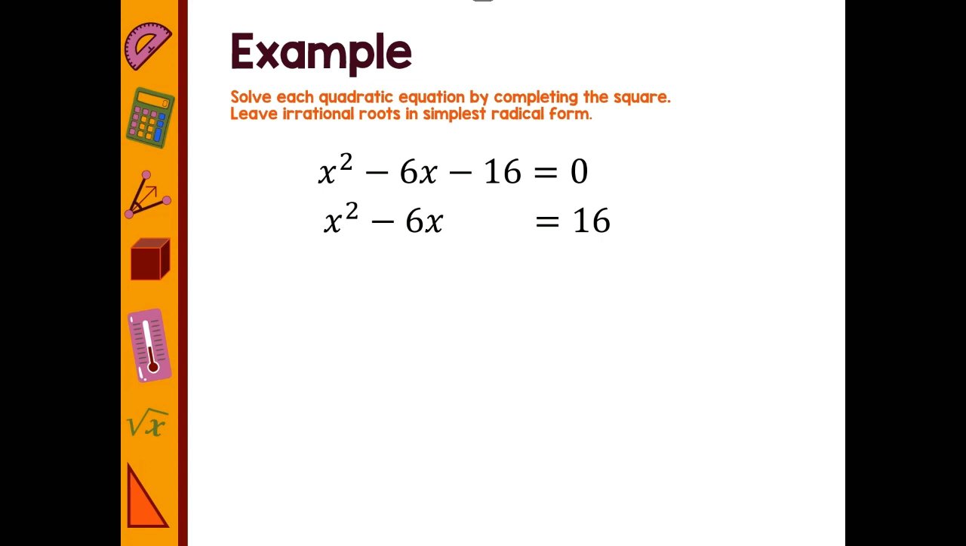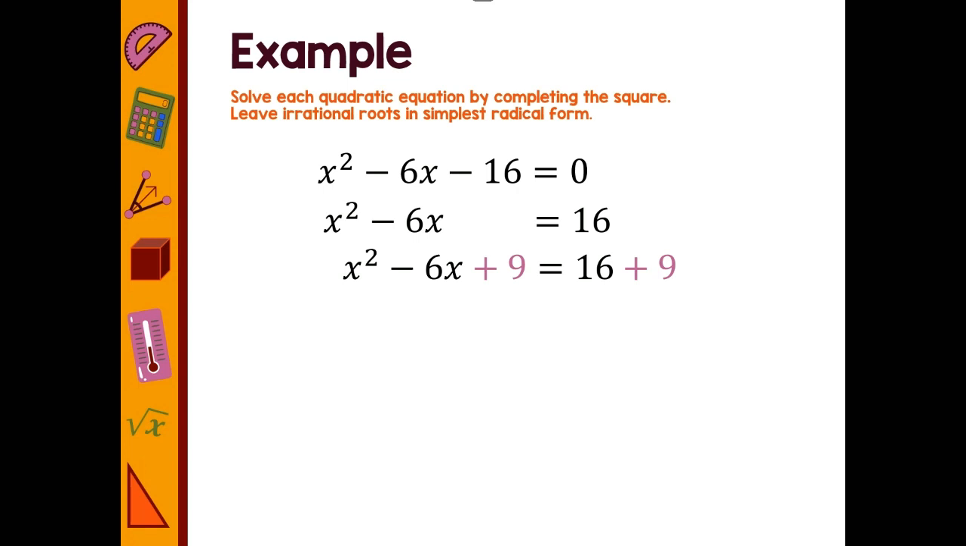Then to complete the square, I'm looking for half of negative 6. I'm looking at the coefficient of the x term. Well, half of negative 6 is negative 3. Negative 3 squared is 9. So I'm going to add 9 to both sides.